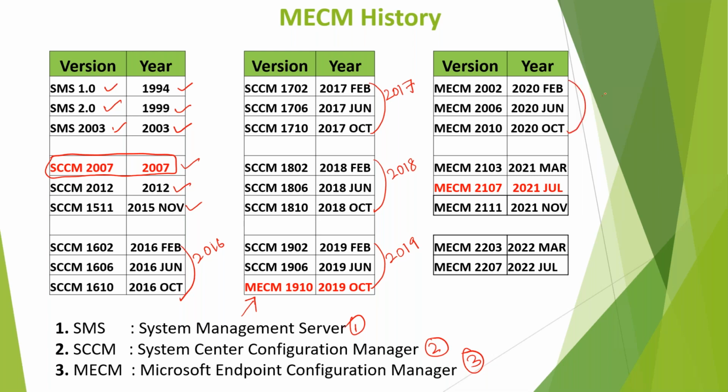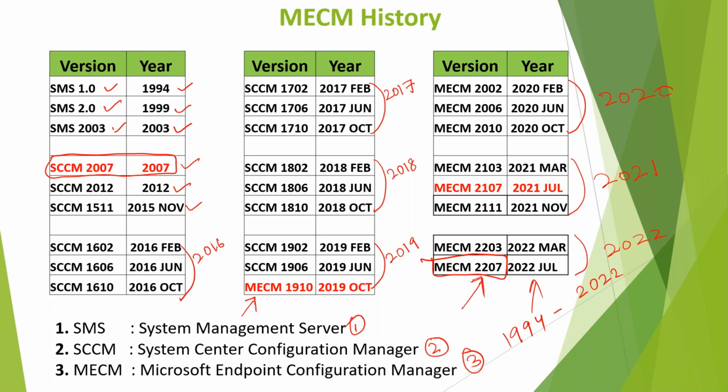Now, these are the three versions released in the year 2020. These three versions released in the year 2021, and these two versions released in the year 2022. This year they have released 2203 and 2207. 2207 is the latest and greatest version of SCCM at the moment. This is the one, 2207, which was released in the month of July 2022, this year. So it started from 1994 till 2022.